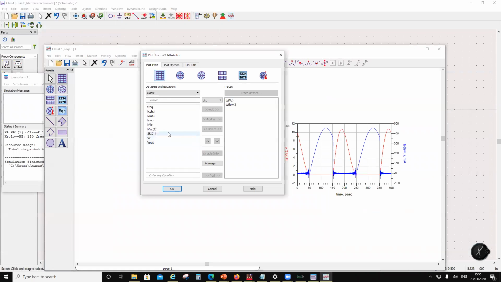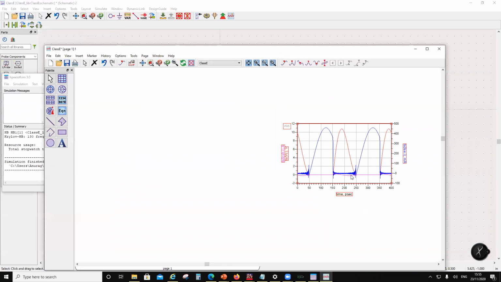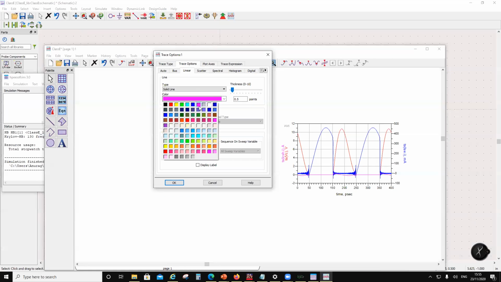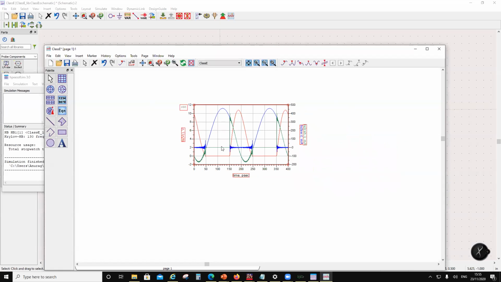Now let's see what is through the capacitor. Okay, this is through the capacitor. Let's put it on the right axis and let's give it a green color. Okay, so that's your sine wave. A piece of sine wave which is blue colored flows through the switch, and a piece of sine wave which is green colored flows through the capacitor.